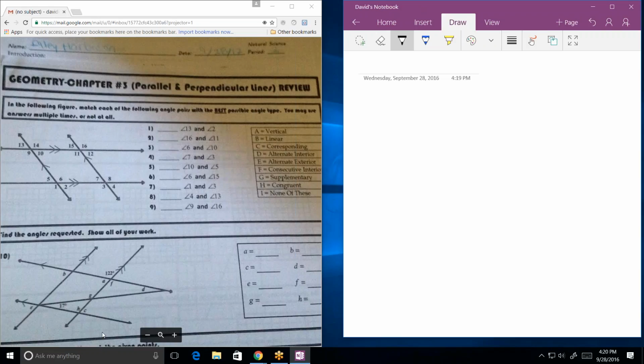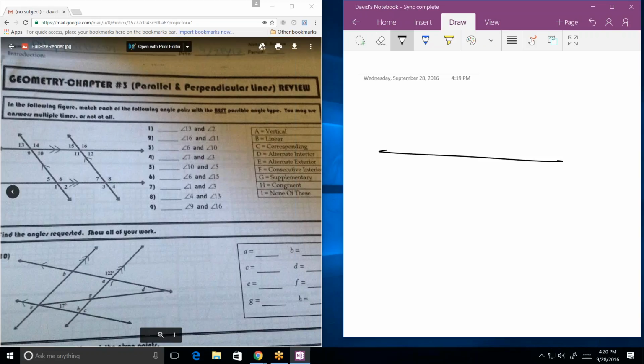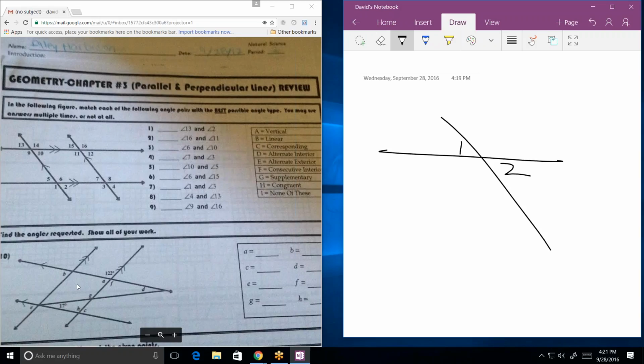122 degrees. Why? Because it's vertical with... That's all you need. It's vertical. Okay. It really doesn't have anything to do with the parallel lines. It has more to do with when you have two lines that cross, angle 1 is equal to angle 2. So F is vertical with 122, therefore it's equal to 122. How about G? 163.